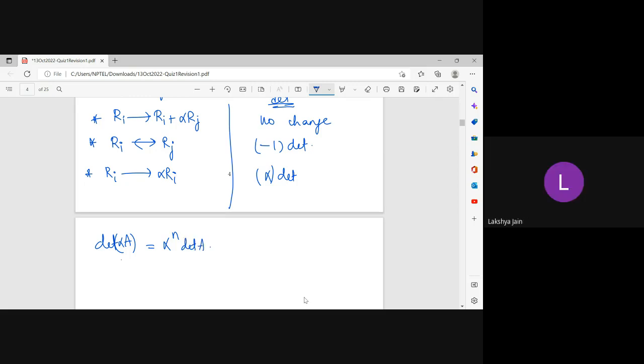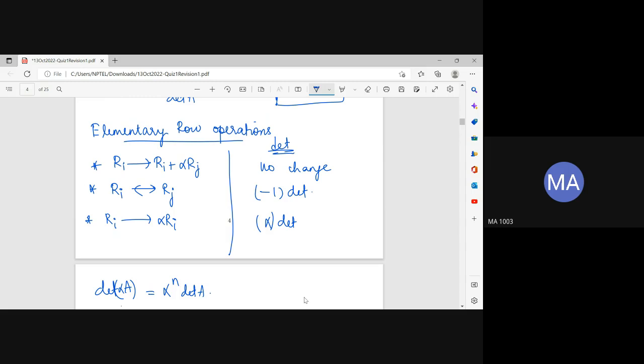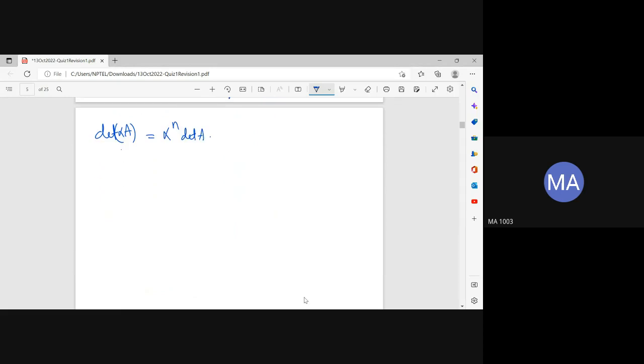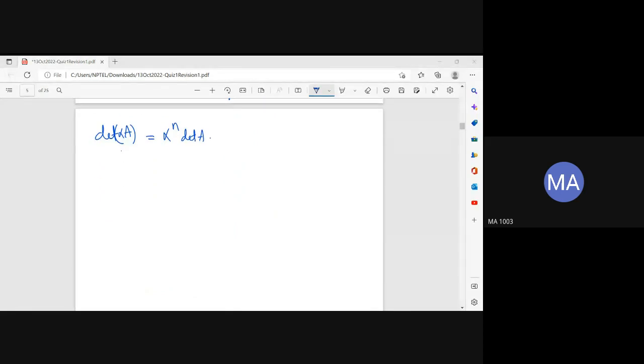Okay. So using the elementary row operations, we can solve a system of linear equations by converting it into a row echelon form, right? What is row echelon form?